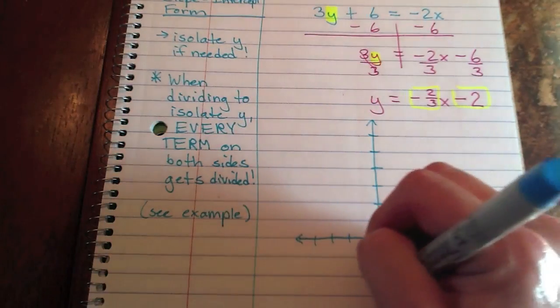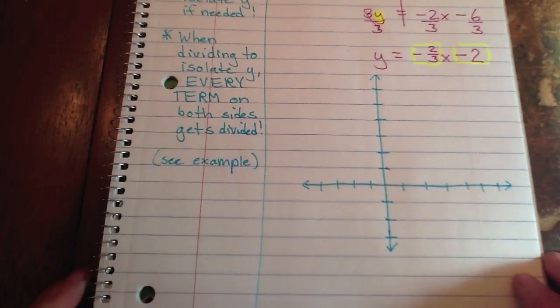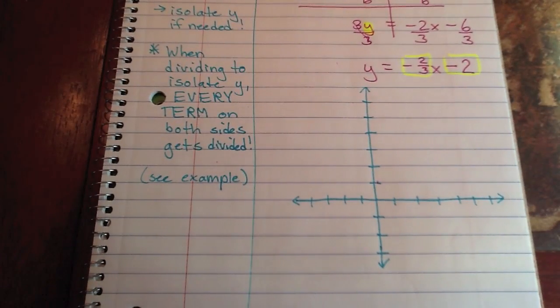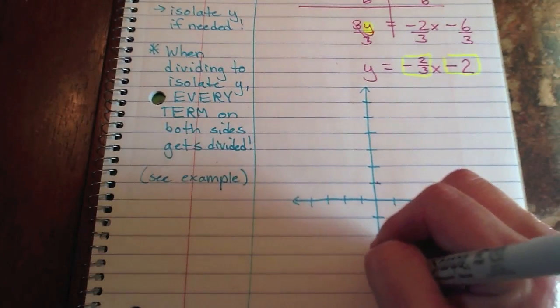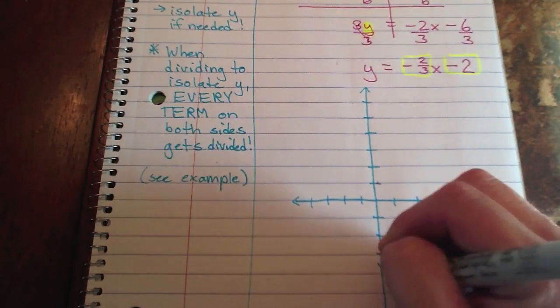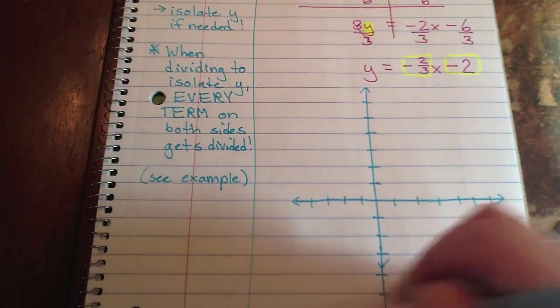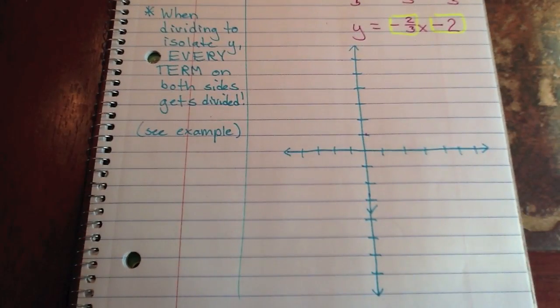Notice I'm using my lines to help me space correctly. If you're not using graph paper, that's a good idea. Oh, and you know what? I should have gone further here. Sorry. I'm going to go ahead and extend this. Okay.